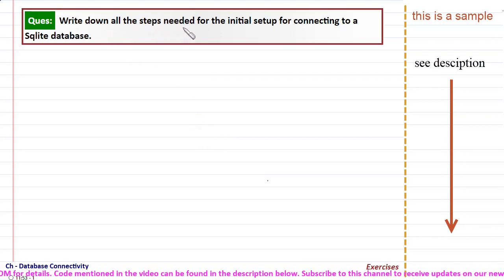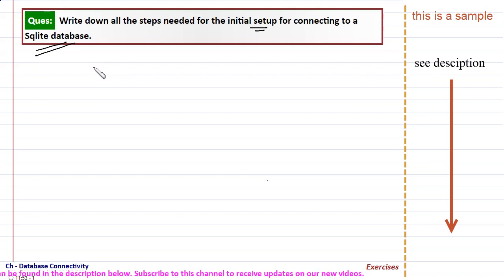Write down all the steps needed for the initial setup for connecting to a SQLite database. This is basically a review of how to set up our SQLite database, how to set up our database connectivity.